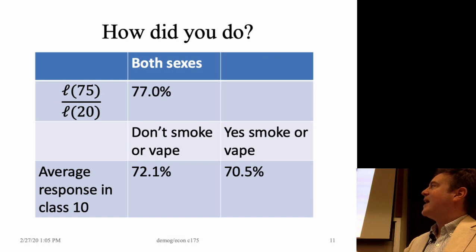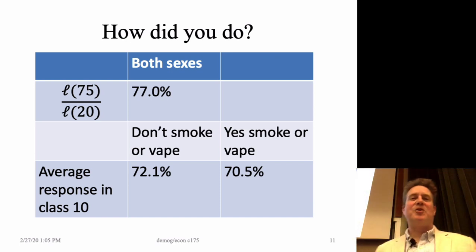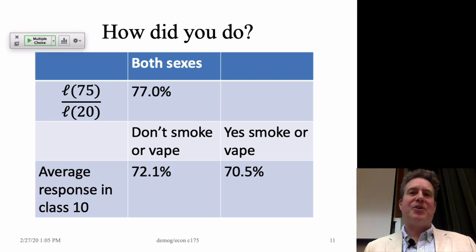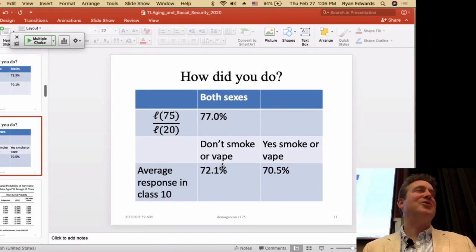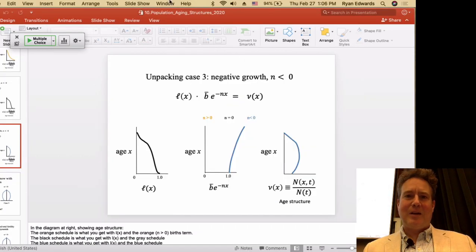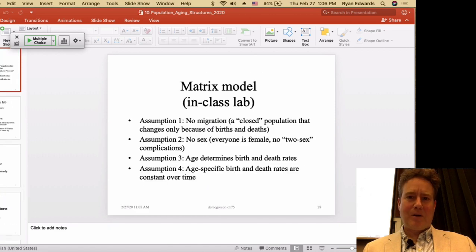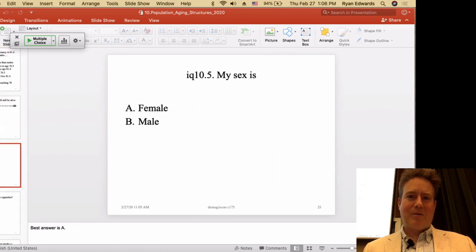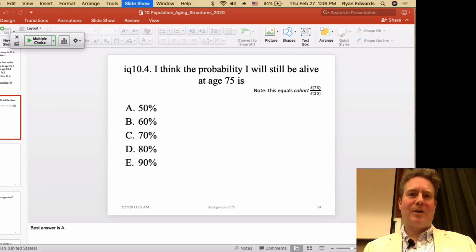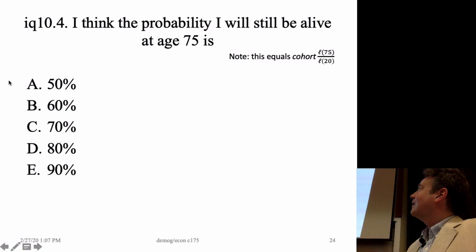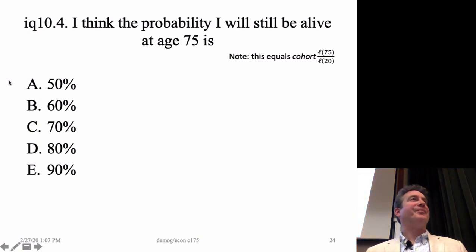What is this? This is the average response. So what is the 72.1%? It's the average response to the question. Maybe I should just show it to you. So I asked you last time, what do you think the probability of living to age 75 is? And let me just pull up the slide here. It's back a bit, I think. There we go. It's this one, right?